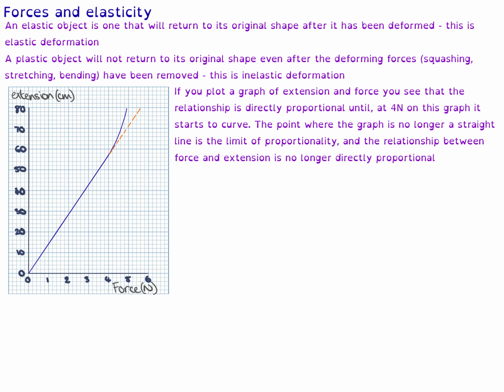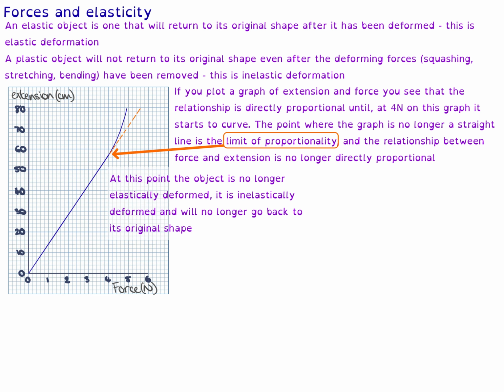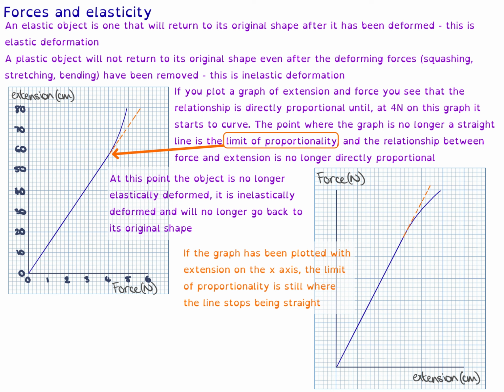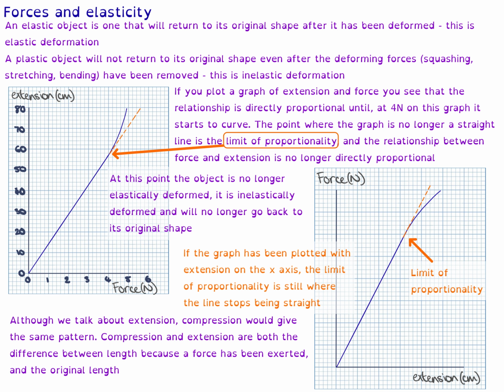The point where the graph is no longer a straight line is the limit of proportionality, and the relationship between force and extension is no longer directly proportional. At this point, the object is no longer elastically deformed. It is inelastically deformed and will no longer go back to its original shape. If the graph has been plotted with the extension on the x-axis, the limit of proportionality is still where the line stops being straight. It's just it will curve in a slightly different direction. Although we talk about extension, compression would give the same pattern.